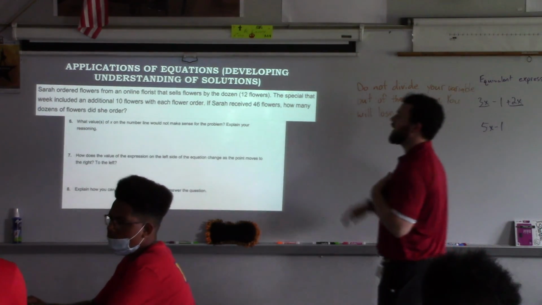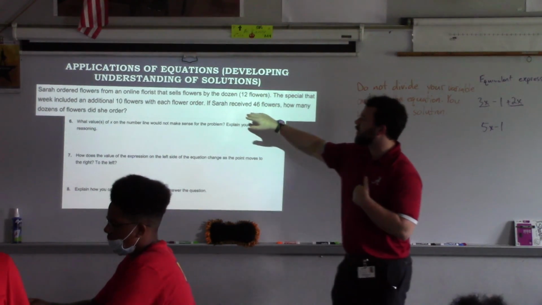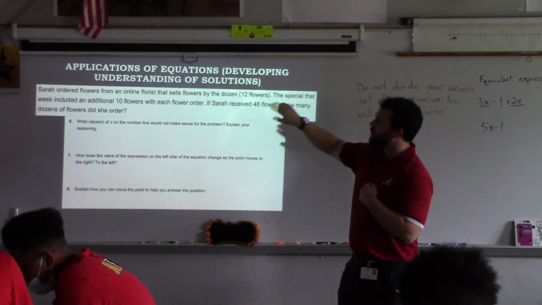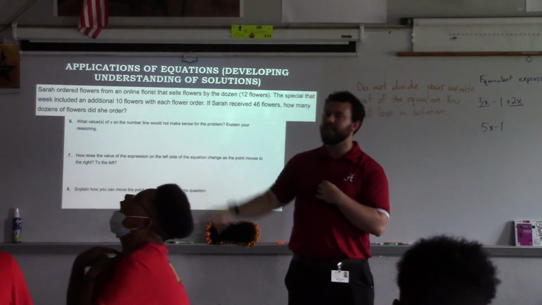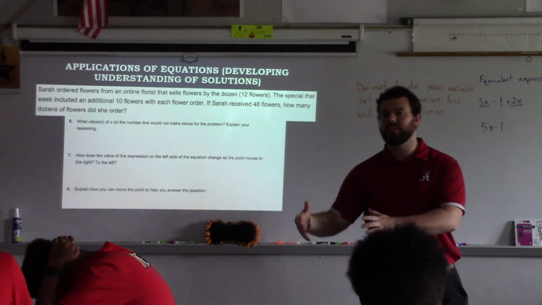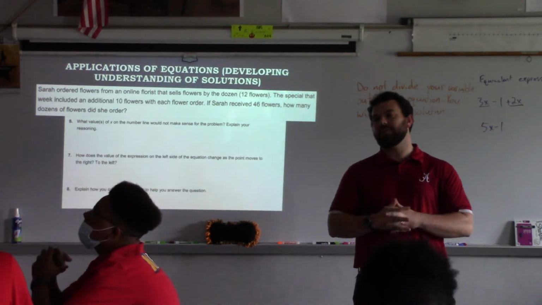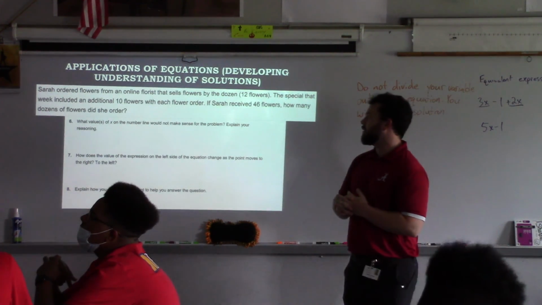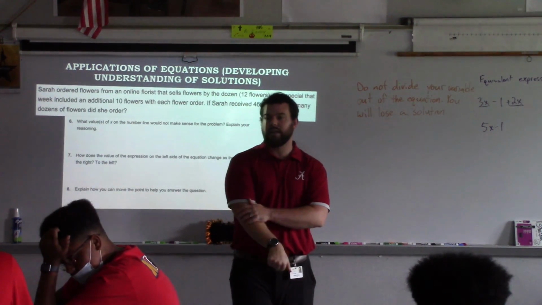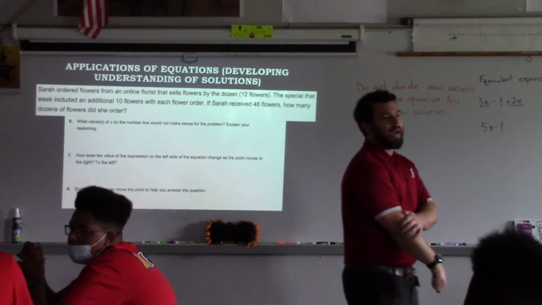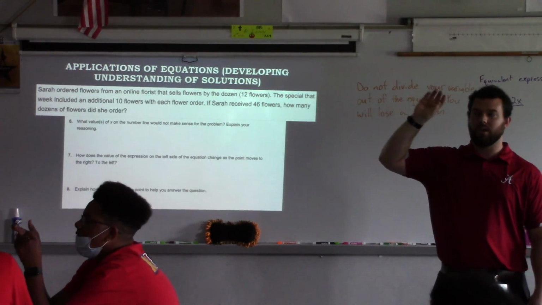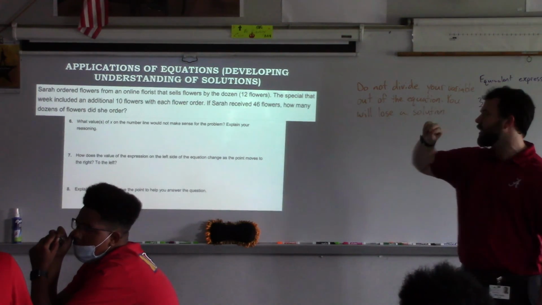Don't forget, Sarah's ordering flowers from an online florist by the dozen. That means there's 12 flowers in every dozen. The special that week included an additional 10 flowers with each flower ordered. So whether she orders 5 dozen or 100 dozen, how many total extra flowers is she going to get? She gets one set of extra 10, right? Alright. Is there anyone who's unclear on what we're supposed to be doing? I will come and check your calculators in a second if you still need help with it, but let's get to work.